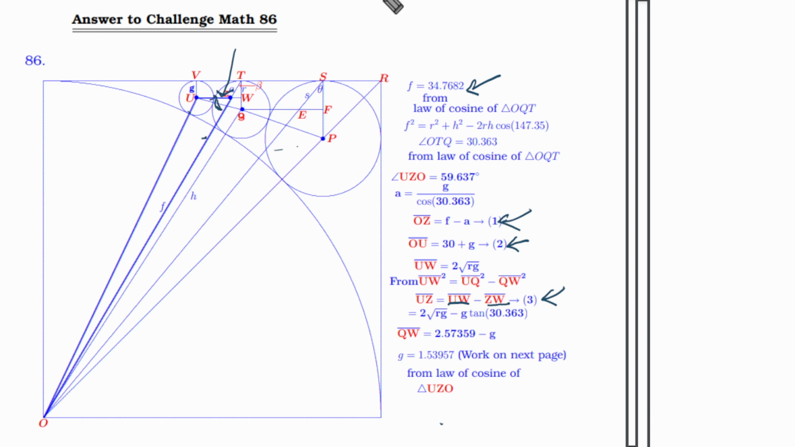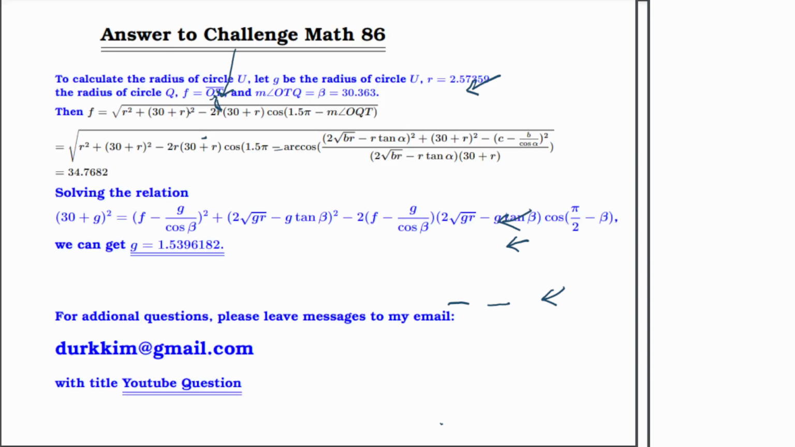Let's go to the next page, because I didn't have enough space, so I wrote down a more detailed one on the next page. Again, let me erase, because it's a little complicated here.